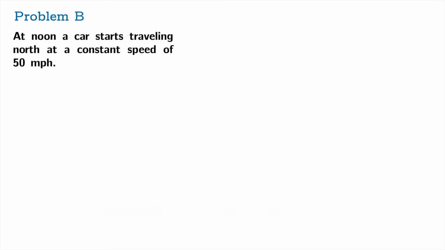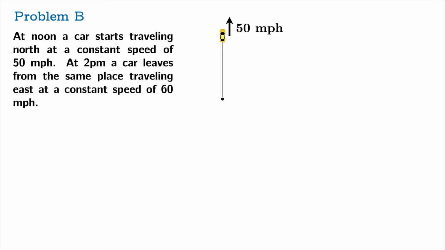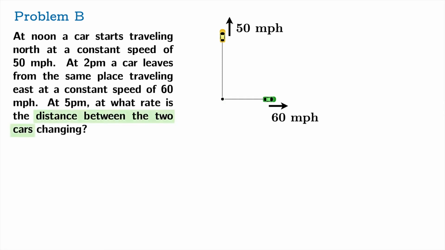All right, next problem. At noon, a car starts traveling north at a constant speed of 50 miles per hour. At 2 p.m., a car leaves from the same place, traveling east at a constant speed of 60 miles per hour. At 5 p.m., at what rate is the distance between the two cars changing?